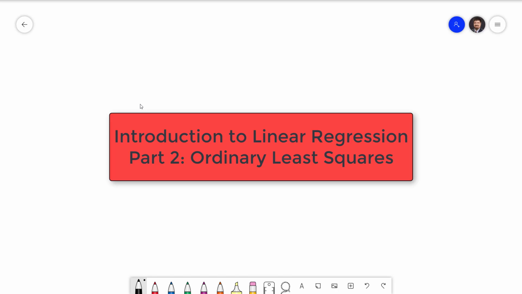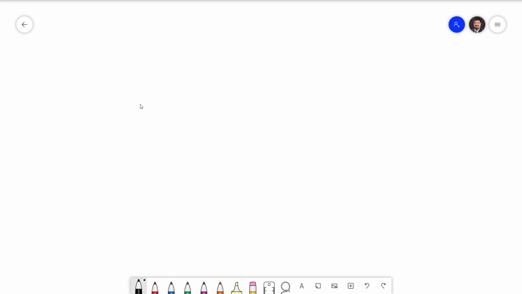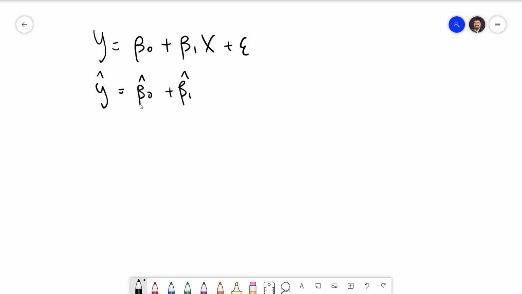In this video we're going to talk about ordinary least squares and how we use it to calculate regression estimates. In the previous video we showed how to estimate a bivariate equation that looks something like this. We used Excel and came up with an estimated equation y hat equals beta naught hat plus beta 1 hat x. We just let Excel do its thing and get those numbers for us, but now we're going to talk about what's actually going on under the hood.